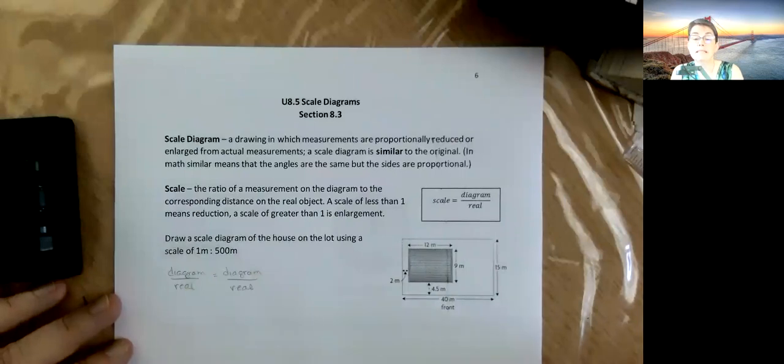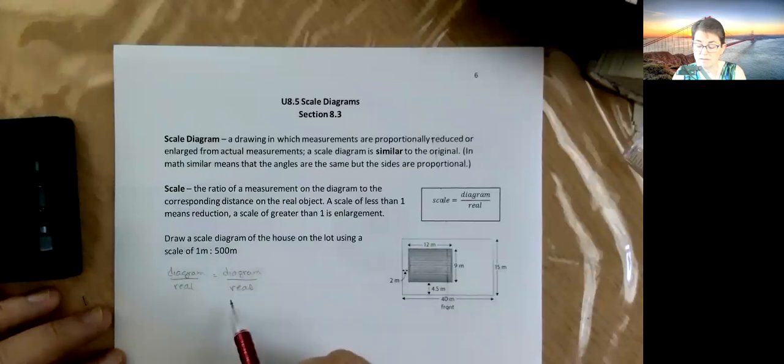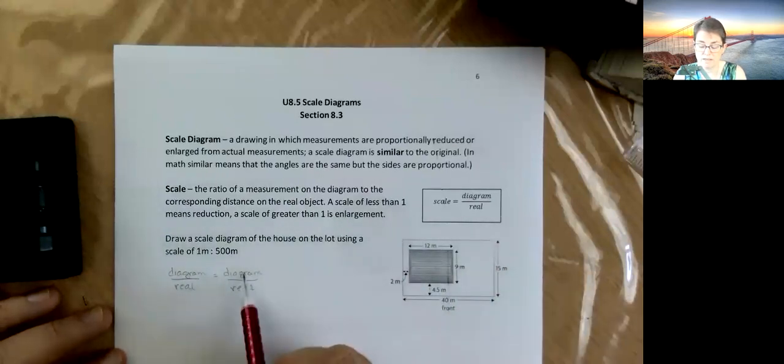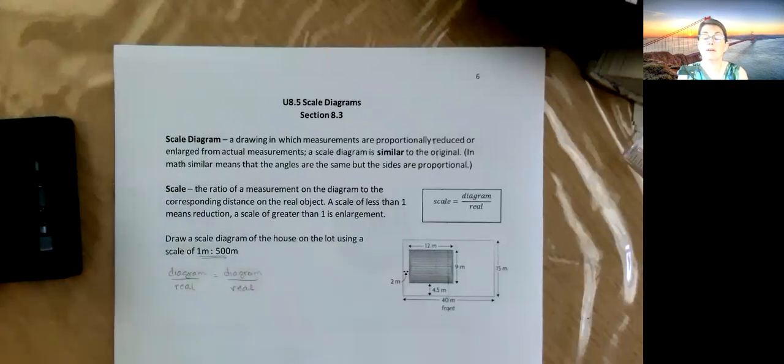So a proportion is one of my favorite things in math because it's super easy. It's essentially using fractions, but they're easy to set up all the time. When I set them up, I always write the same thing twice. So diagram over real is diagram over real. This should be familiar from the sine law: A over sine A is B over sine B. I put what I know first.